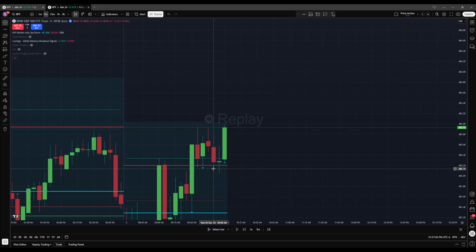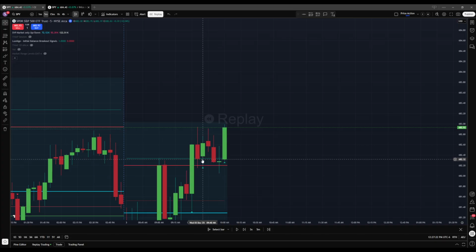We exit if it closes and closes, right? Not wicks down. If it closes below the volume area high, then that would be our stop. We would get out of the trade. So you can see it keeps going. It comes down here and tests it, but it defends it, right? So now this is acting as support, and then it goes and breaks above.